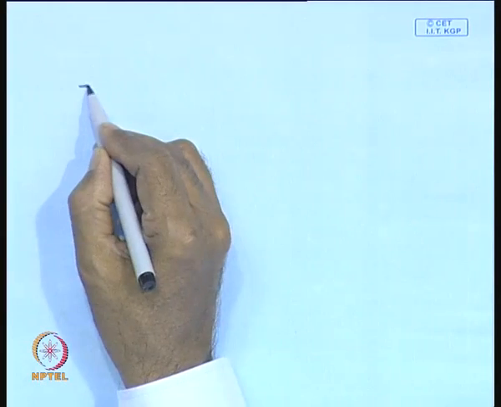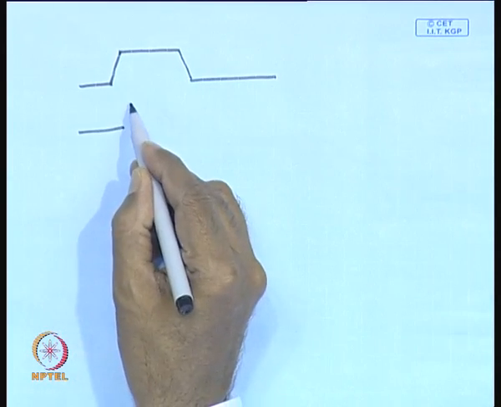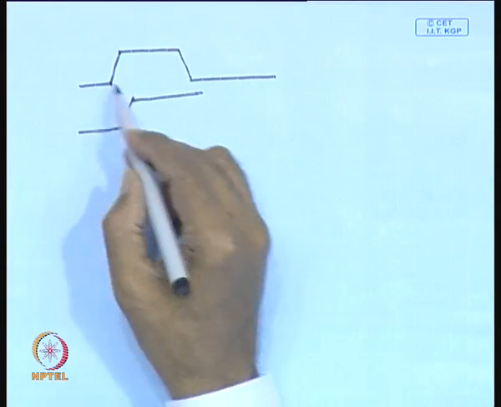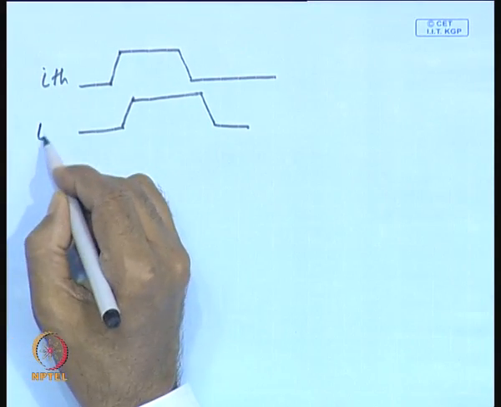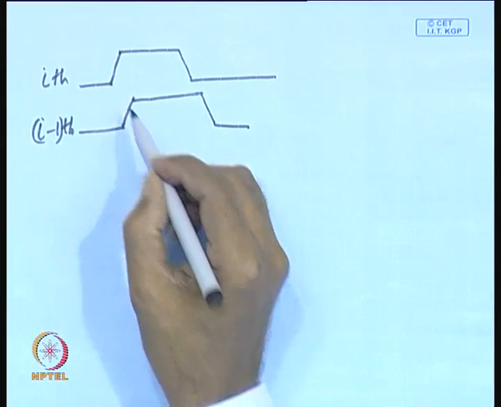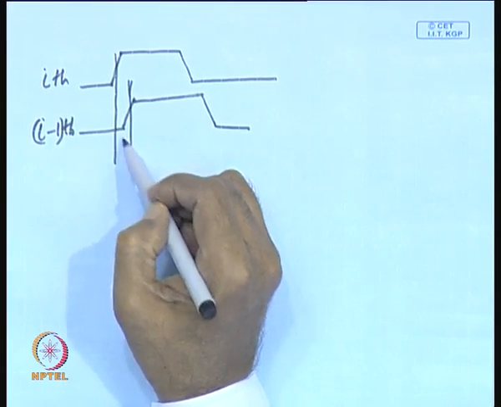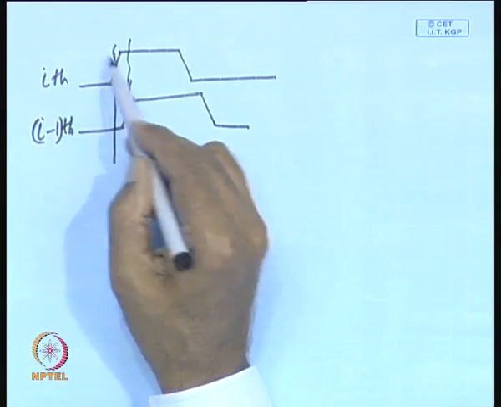Suppose this is the clock of one particular stage, and this is the clock of the succeeding stage. That means this clock has reached the ith stage earlier than the (i minus 1)th stage. So, as a consequence, when the preceding stage is in the precharge phase, the ith stage is in the evaluation phase, and that may lead, as you know, to premature discharge of the output, and as a consequence it may lead to incorrect output.